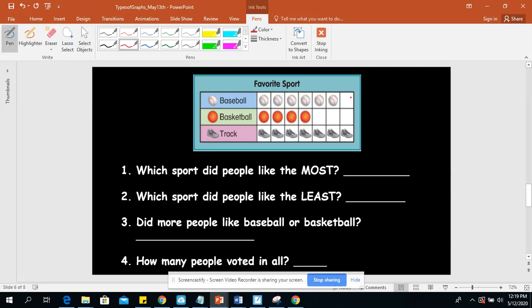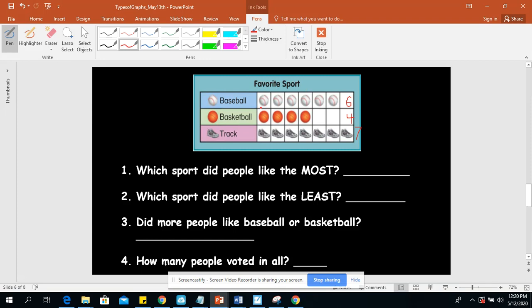6 people chose baseball, basketball. 1, 2, 3, 4. 4 people chose basketball. And let's take a look at track. 1, 2, 3, 4, 5, 6, 7. 7 people chose track as their favorite sport.